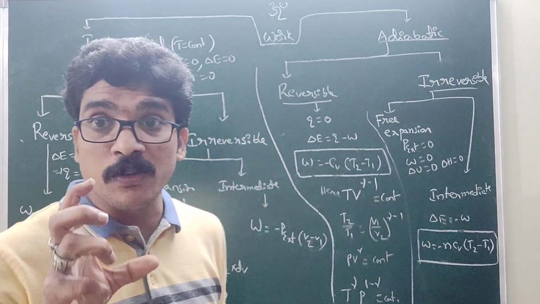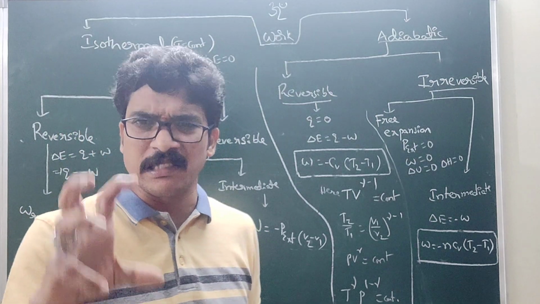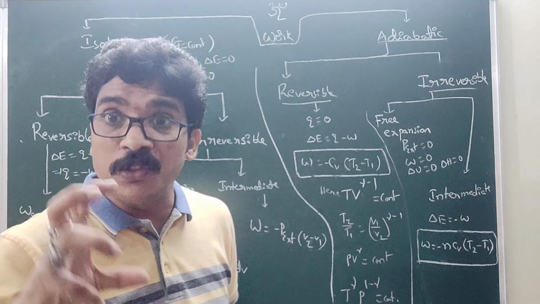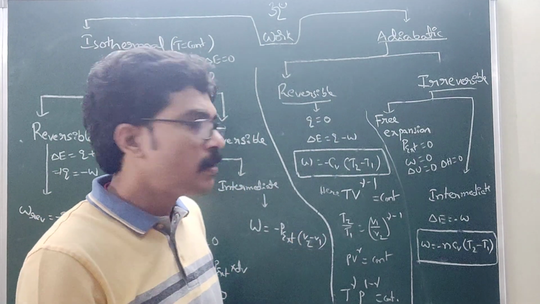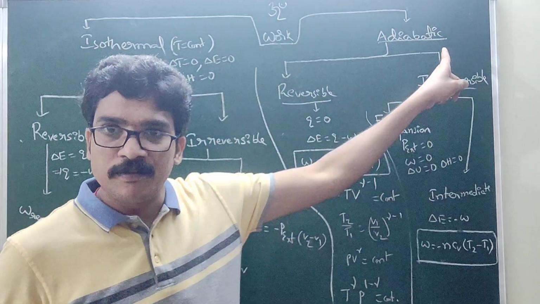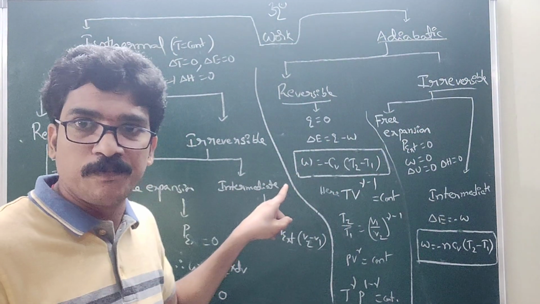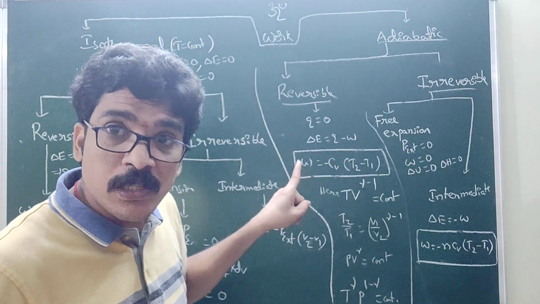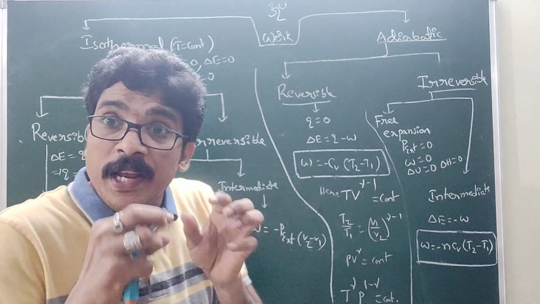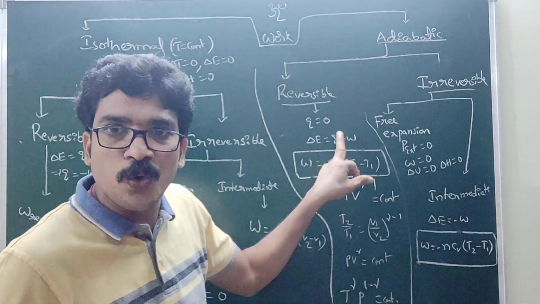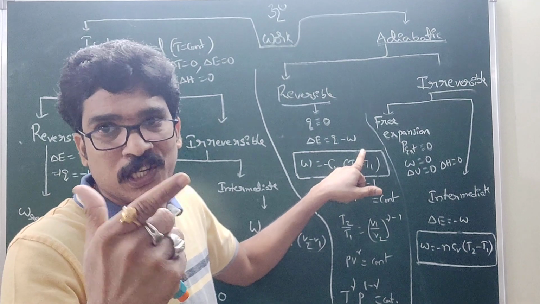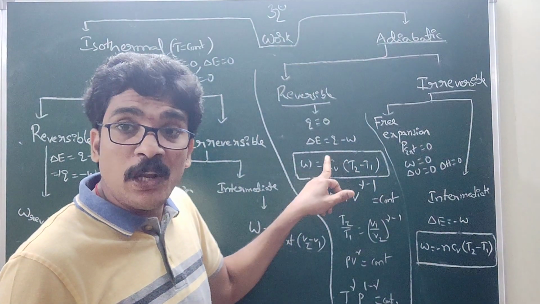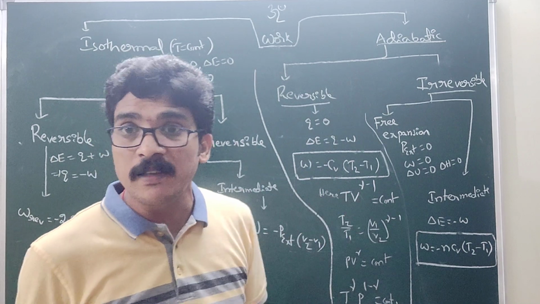So please focus, students. Very important. This is a very important problem from the IIT Advanced point of view. Focus here. In adiabatic, q becomes 0. Is it clear? We know according to the first law, delta E is equal to q minus W, where minus W is nothing but expansion work done by the system. Then q value is 0, then work is equal to minus delta E.